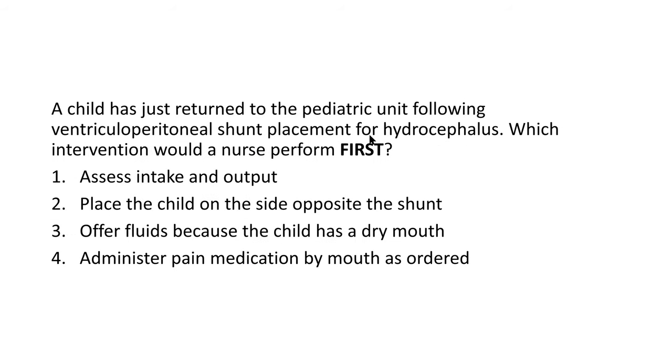All right, we have another kiddo. Now this is something you guys are studying now. So following a VP shunt, a ventricular peritoneal shunt, it goes from the brain to the abdominal cavity, for hydrocephalus, which intervention would a nurse perform first? So now we just got the kiddo back to the pediatric unit from a procedure. They just had a ventricular peritoneal shunt placed. What should you do first?